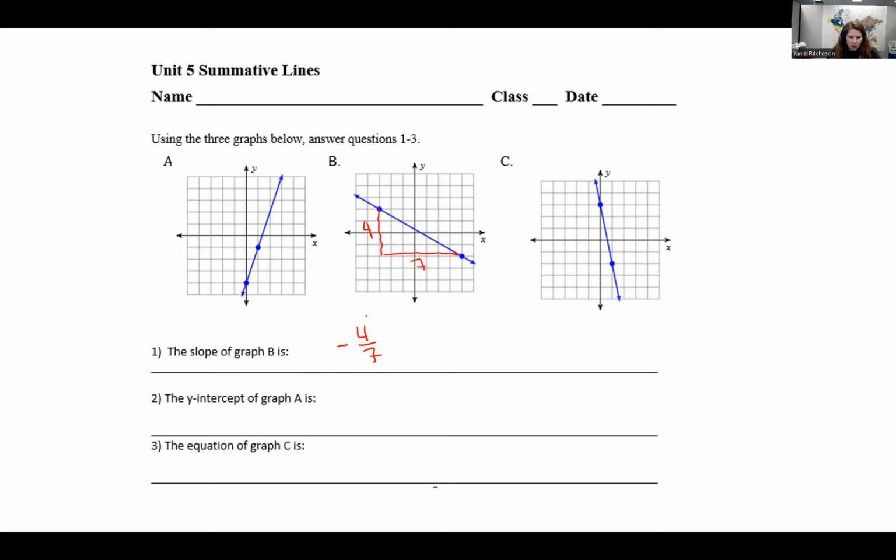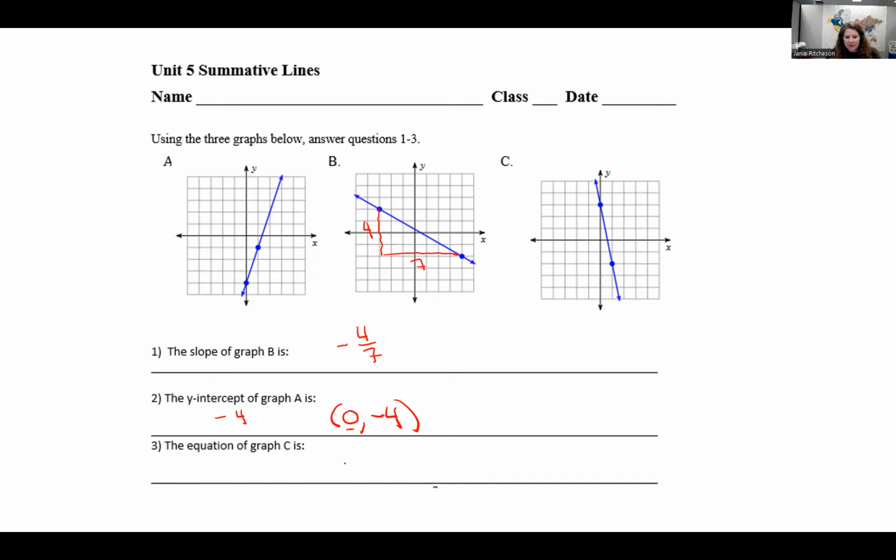Letter A, the y-intercept, where does it cross the y-axis? Well, that would be right here, which is at -1, 2, 3, 4. So you could say the y-intercept is -4. An even better answer would be to show it as an ordered pair, because the y-intercept is the y value when x is 0.